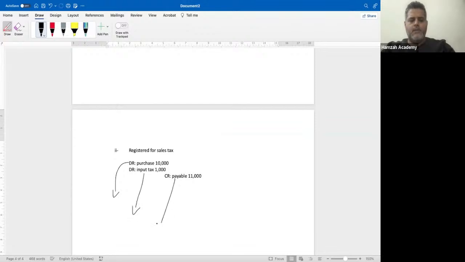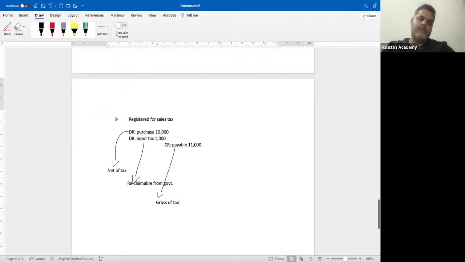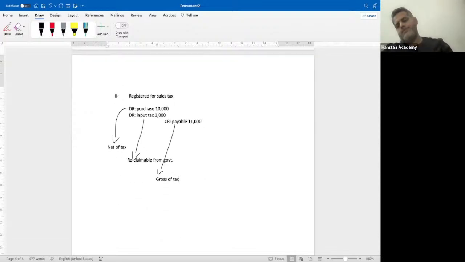Now, remember this thing. Purchases, they are always net of tax. Input tax, this is reclaimable from government. Payables, always gross of tax over here, right? So remember this point over here.